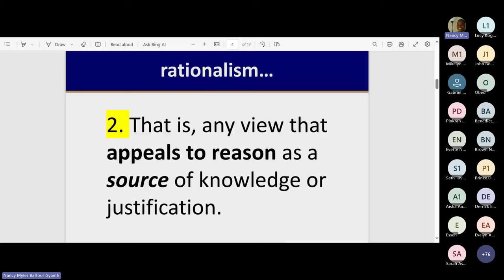The whole thing I'm trying to show is that, so the second point here that Sarah read for us says this, that you can also think of rationalism this way. Be careful not to demand of every rationalist that you read to be saying something that you think should be rationalist. This one said that it is any view that appeals to reason as a source. That is still a version of rationalism.